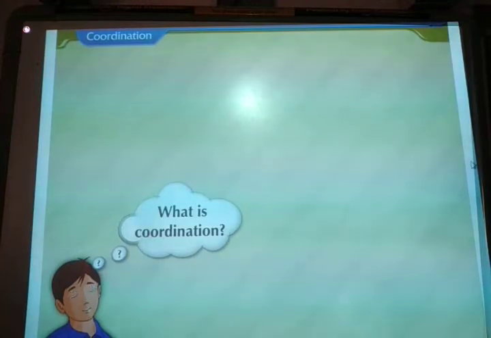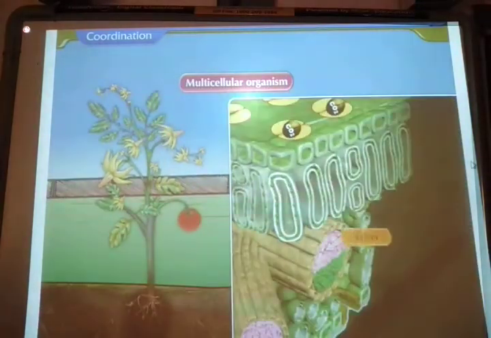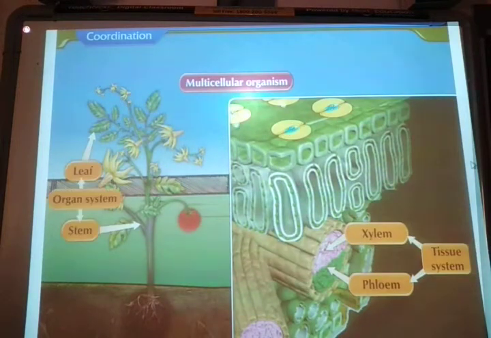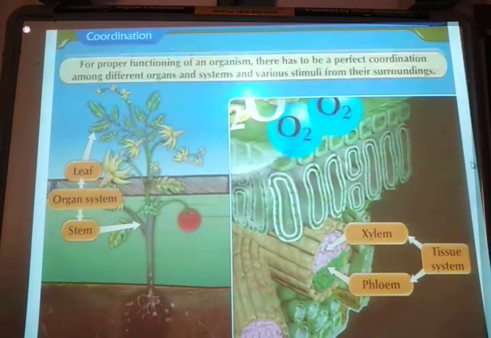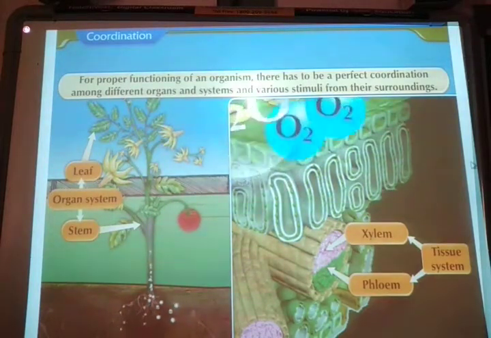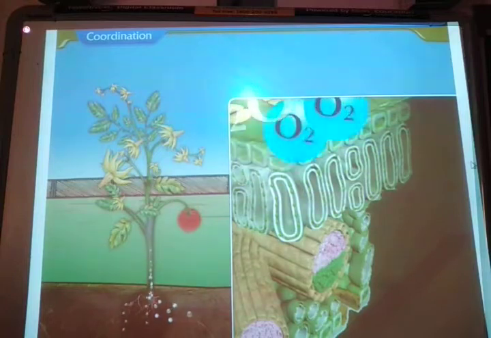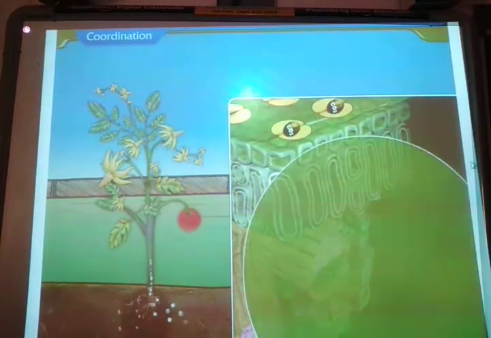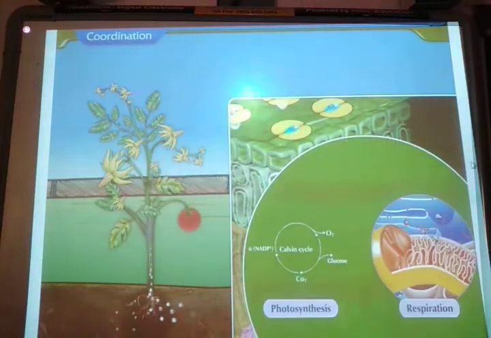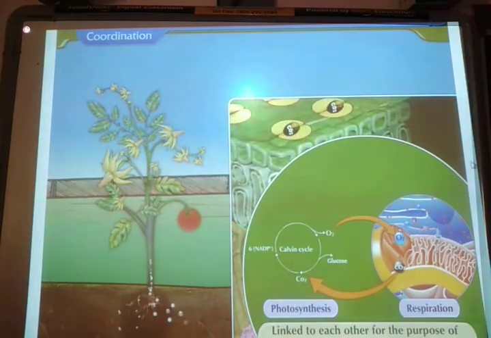What is coordination? In any multicellular organism, there are various tissue systems and organ systems. For proper functioning of an organism, there has to be a perfect coordination among different organs and systems and various stimuli from their surroundings. For example, in higher plants, the process of photosynthesis and respiration are linked to each other for the purpose of exchange of gases.